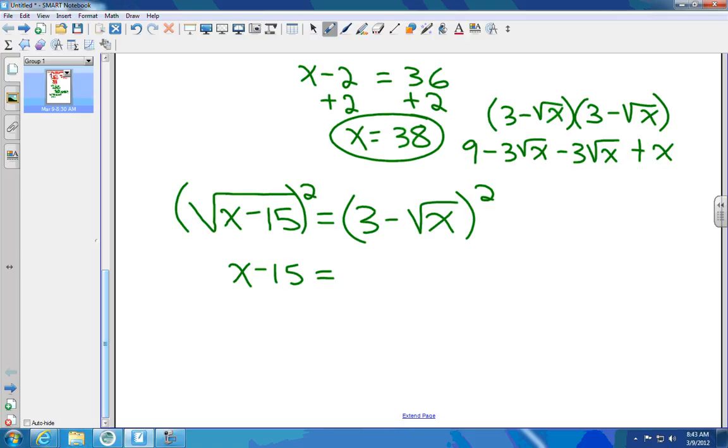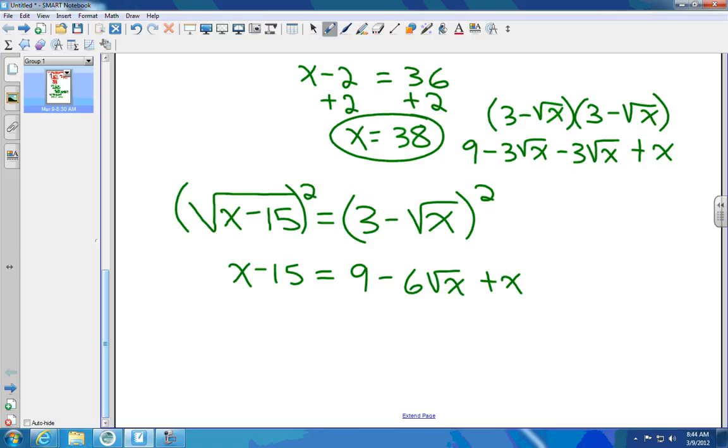So can we combine any of those? We have 9. We have 2 of these. Negative 3 minus 3, minus 6. It would cancel if they were different signs. They're not different signs. And then you can't do anything with the plus x there. So make sure you FOIL that.